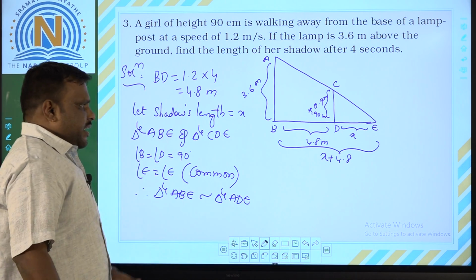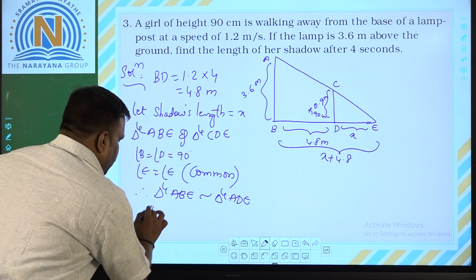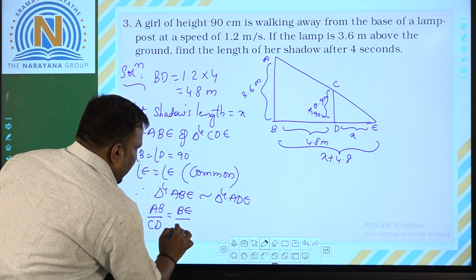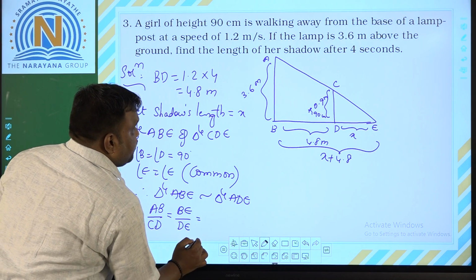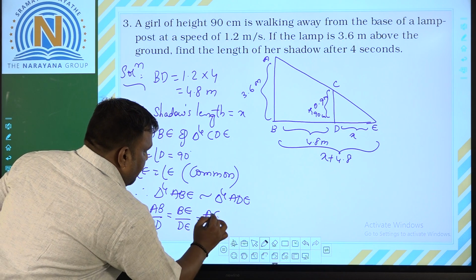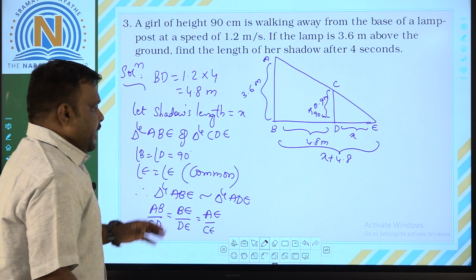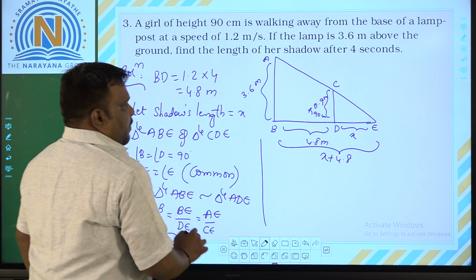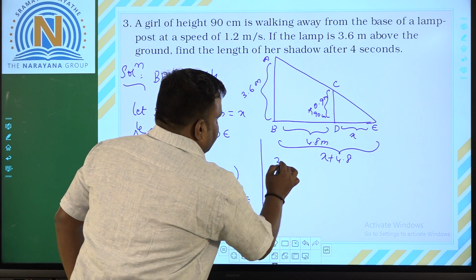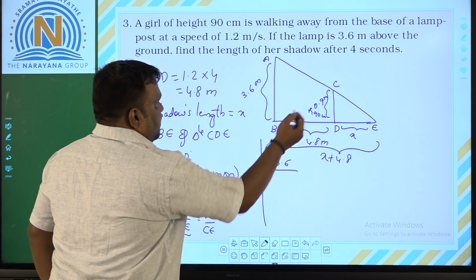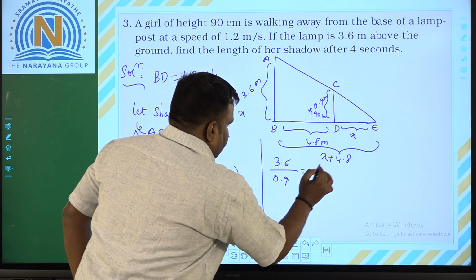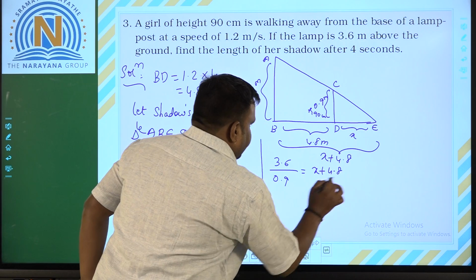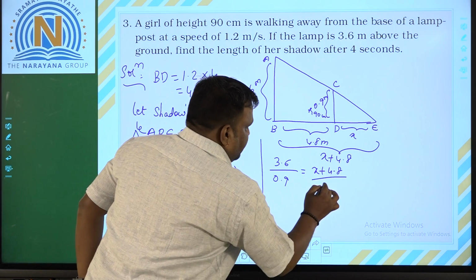When the two triangles are similar, the ratios of their sides are equal. So therefore, AB by CD is equal to BE by DE is equal to AE by CE. Now, consider these two conditions. AB by CD: AB is 3.6 by CD, that is 90 centimeters or 0.9 meters, is equal to BE, the complete part, that is x plus 4.8, by DE, which is x.